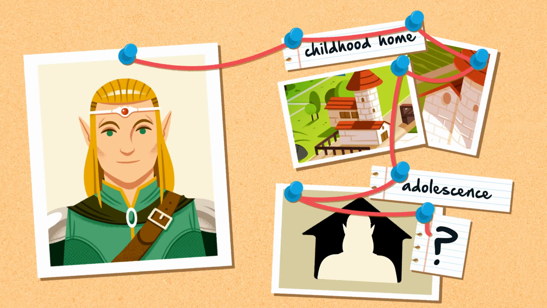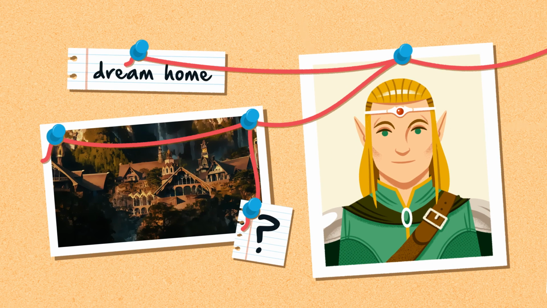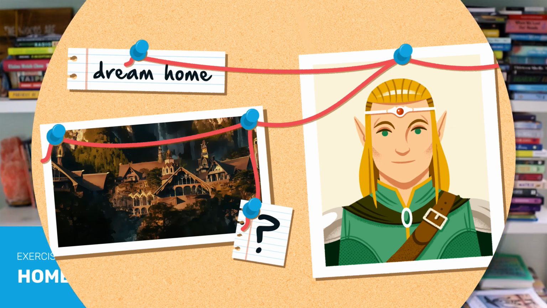If they could build a home that looked like anything and could be anywhere in the world, where would it be and what would it look like? This can help you pinpoint their idea of peace and home, what they truly want. So this is a great exercise to help you pick out details from your character's backstory, as well as their personal idea of home and peace.